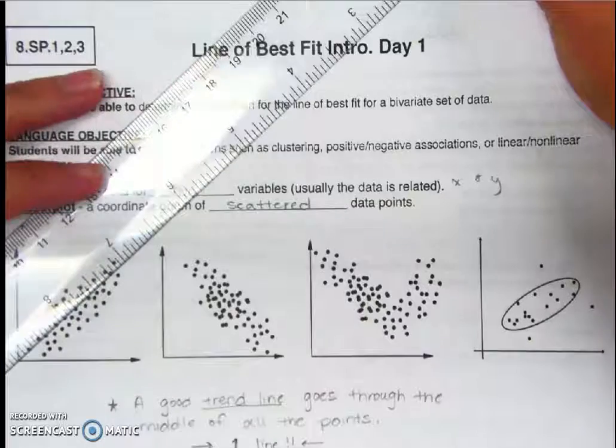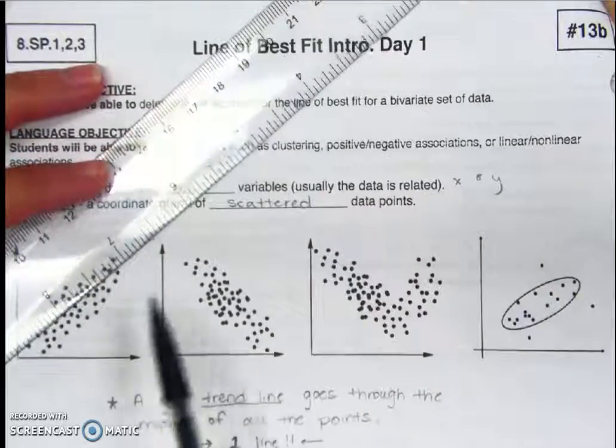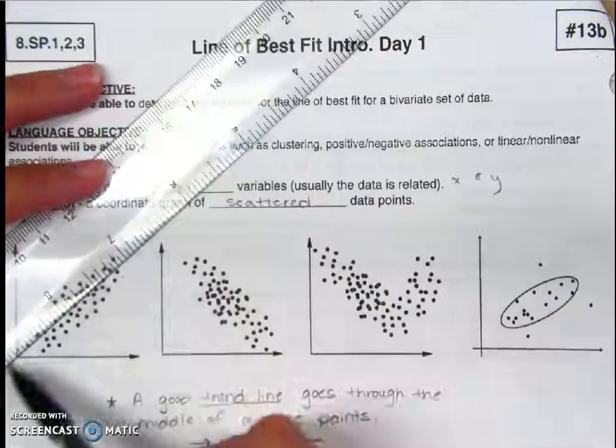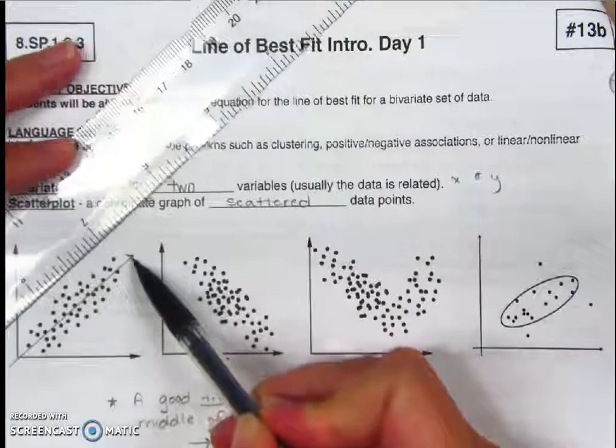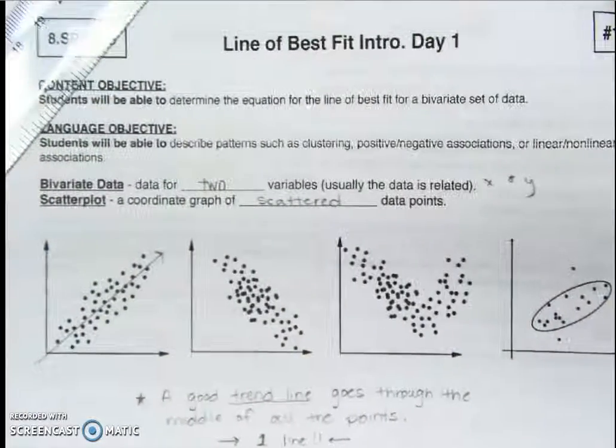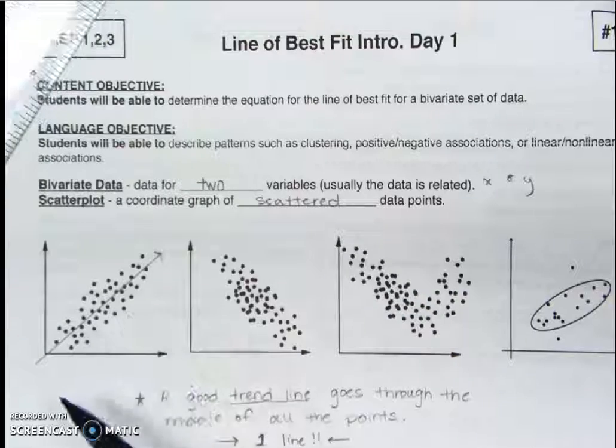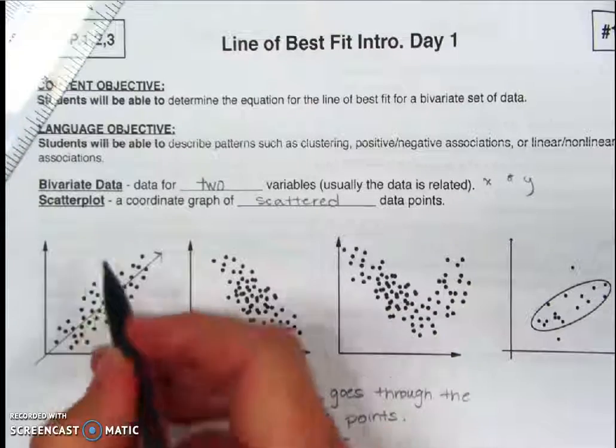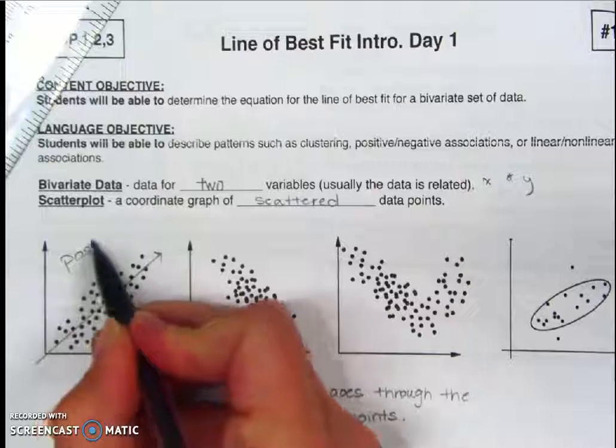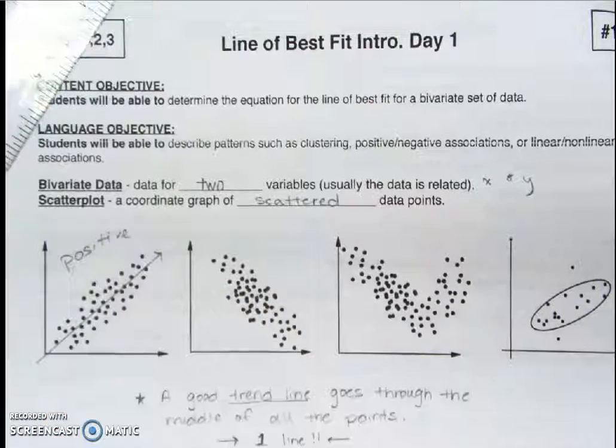And so if we're looking at this one, we look for where the middle of the points go and we draw one line that's pretty much going through all of them. So what I just drew would be a good trend line. This one is generally going up. So that's called a positive correlation. Positive correlation, because it's generally going up.